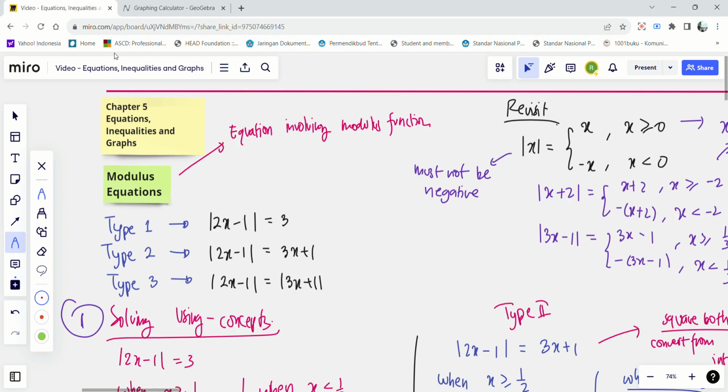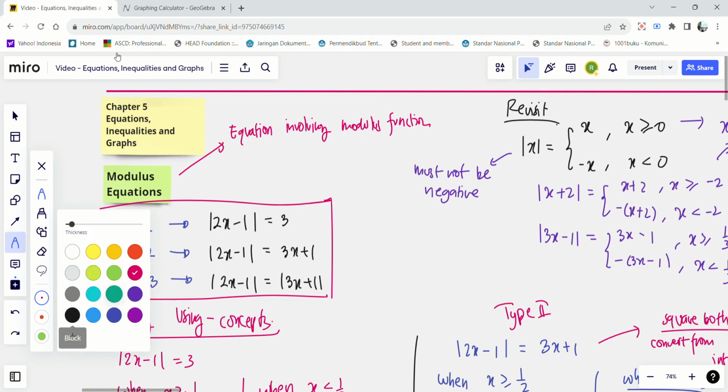Basically, in additional maths IGCSE or probably O level as well, there are three types that we are discussing, as you can see here. The first type is the modulus function and a number. The second type is the modulus function and a linear function. And the last type is a modulus function and also a modulus function, and a linear function in particular.